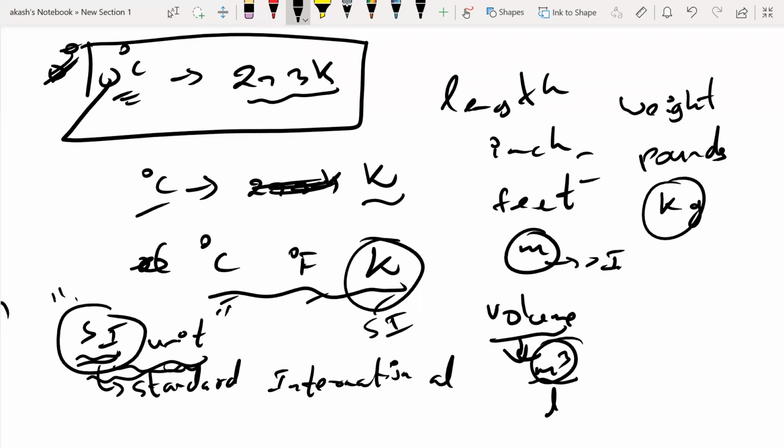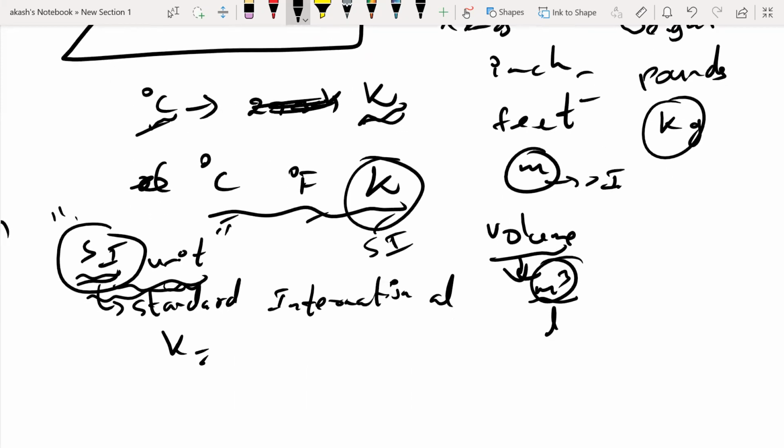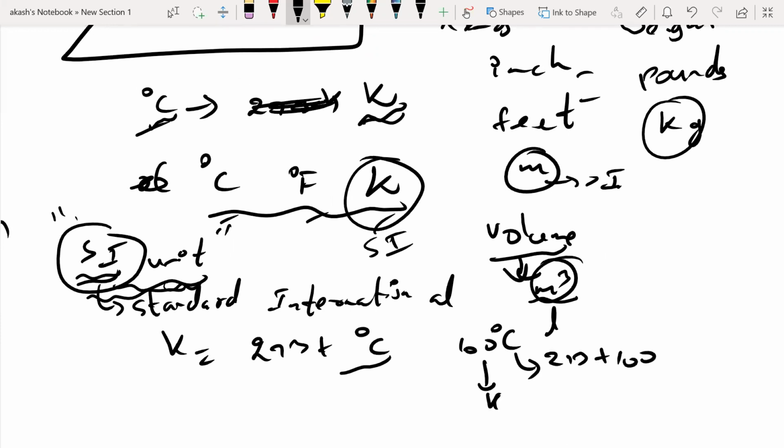Say the degree Celsius value is given to you and you have to convert it to Kelvin. The Kelvin value is equal to 273 plus the degree Celsius value. For example, if it is 100 degrees Celsius and I want to convert this into Kelvin, you add 273 to this. 273 plus 100 degrees Celsius gives you 373 Kelvin.